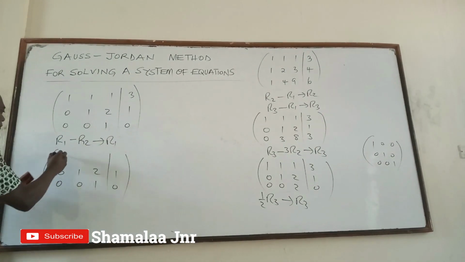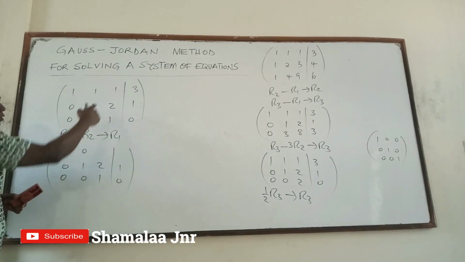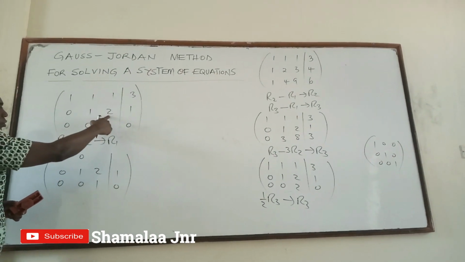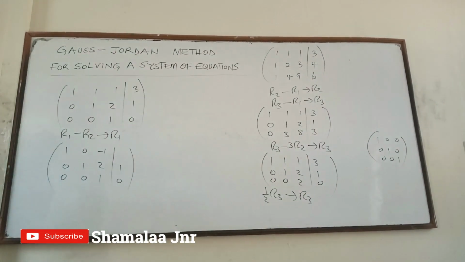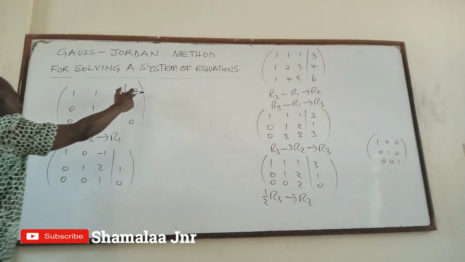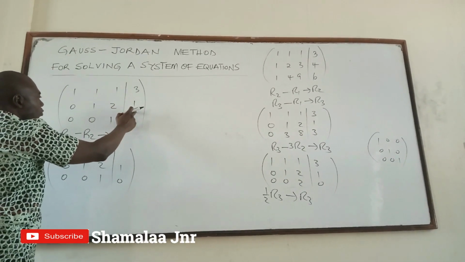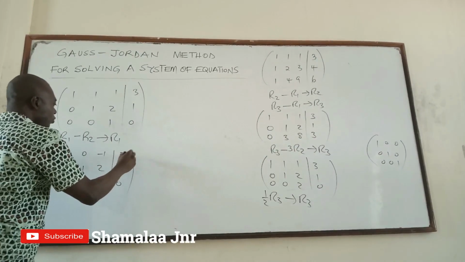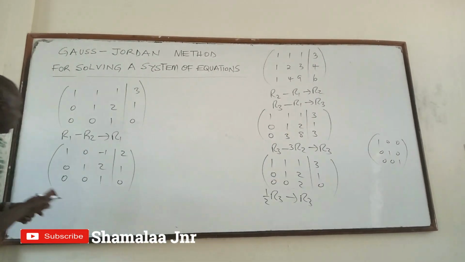So this one will be 1. 1 minus row 2, this one will be 0. 1 minus row 2, this one will be negative 1. And then 3 minus row 2, this one will be 2, isn't it? Now, you have been able to change.